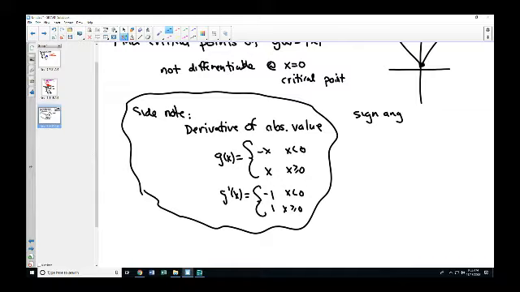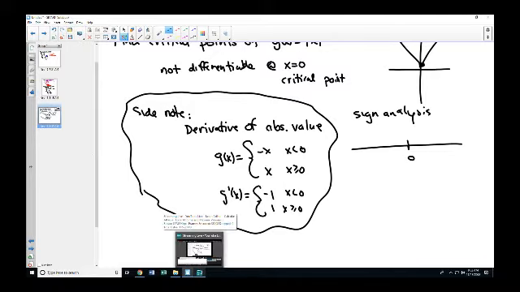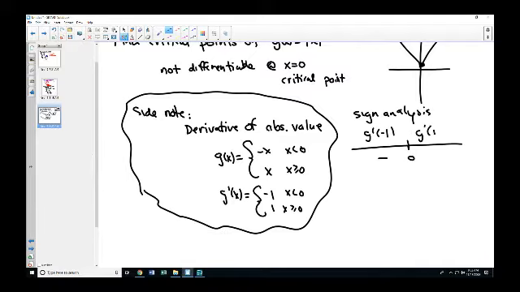Okay, how do we determine local min-max? Sign analysis, right? So g prime at -1 is negative, and at 1 is positive. We see the slope's negative, positive. This tells us we have a local min. Right?